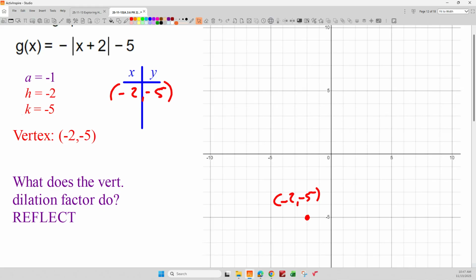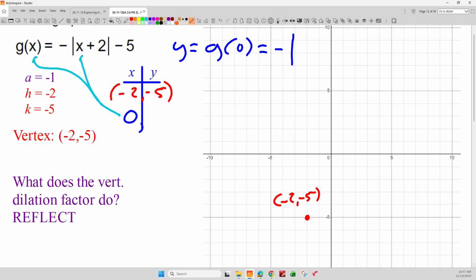If I pick an x coordinate of 0, and I want to find the corresponding value of y, really all I have to do is just plug 0 into my function, right? So I'm just going to calculate g of 0. Well, what is that? My y value is going to be g of 0. If I plug 0 in for x, what do I get? Negative absolute value of what? I'm plugging 0 in for x. 2 minus 5. Well, what's that equal to?